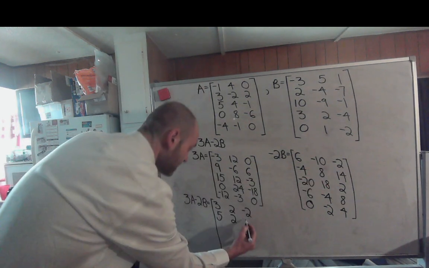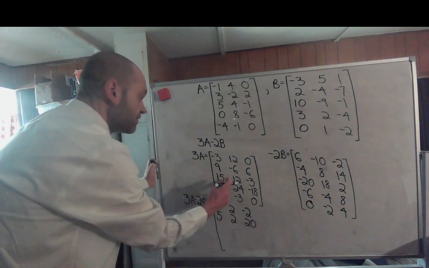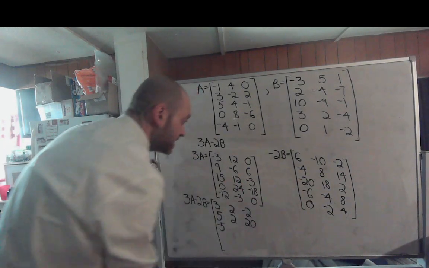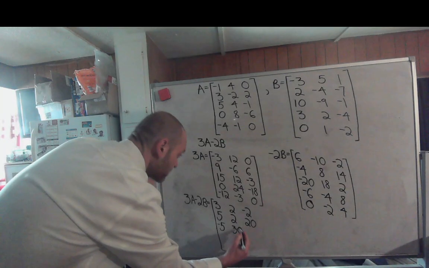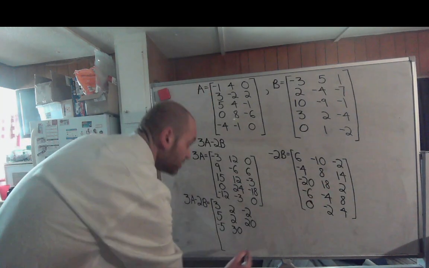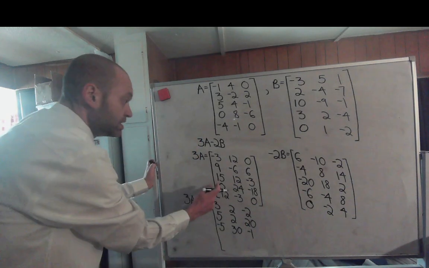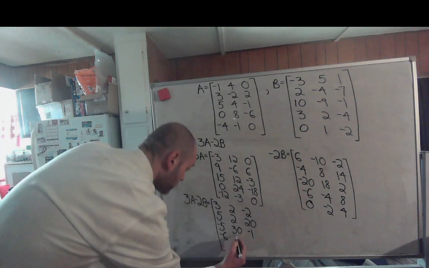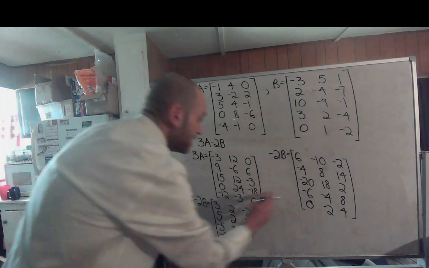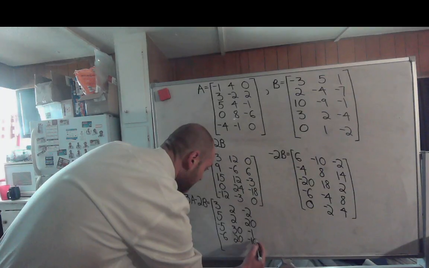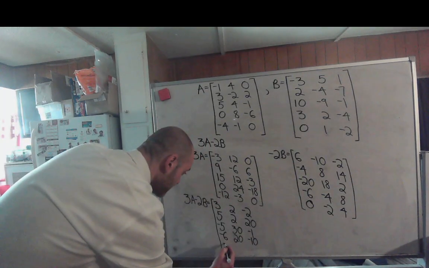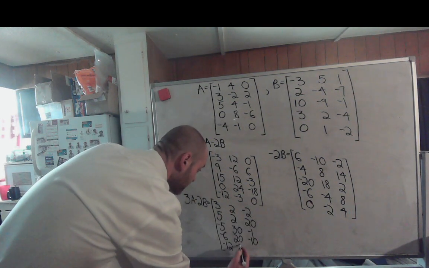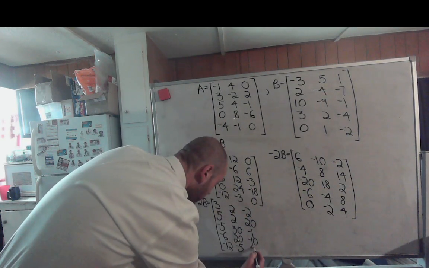6 plus 14 is 20. 15 minus 20 is negative 5. 12 plus 18 is going to be 30. Negative 3 plus 2 is negative 1. 0 minus 6 is negative 6. 24 minus 4 is 20. Negative 18 plus 8 is negative 10. Negative 12 plus 0 is negative 12. Negative 3 minus 2 is negative 5. 0 plus 4 is 4.